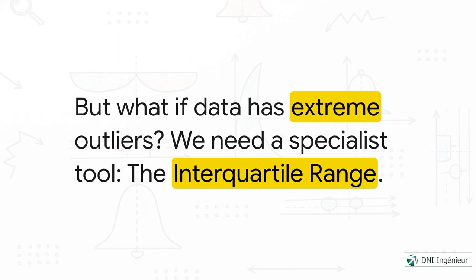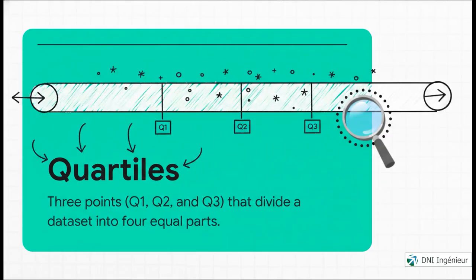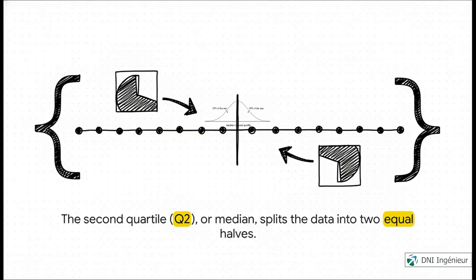For that, we have another tool, the interquartile range. And to get that, you first have to understand quartiles. They just slice your data into 4 equal chunks. The second quartile, Q2, is just the median. It's the point that splits the data right down the middle.